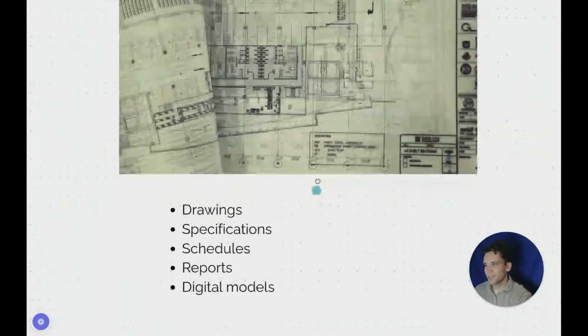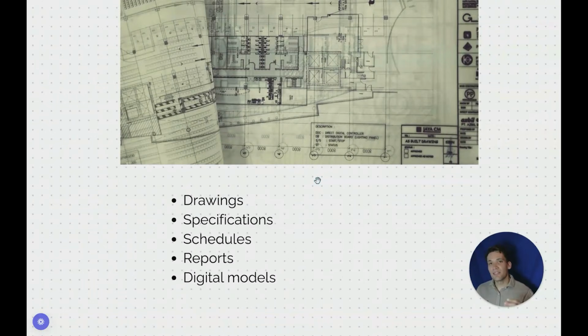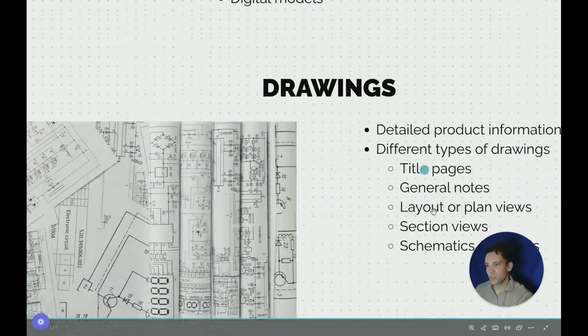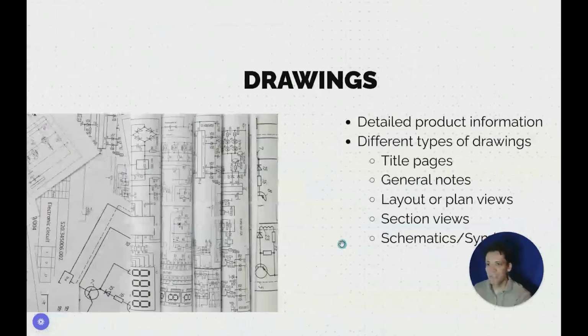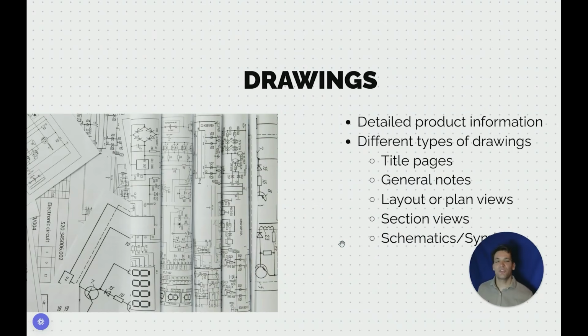So the design contents. Designs are really broken down into a couple of different types of documents. We've got drawings, specifications, schedules, reports, and digital models. Okay, so to begin with, drawings. Drawings contain detailed product information, and they're traditionally what we think of when we think of design drawings.